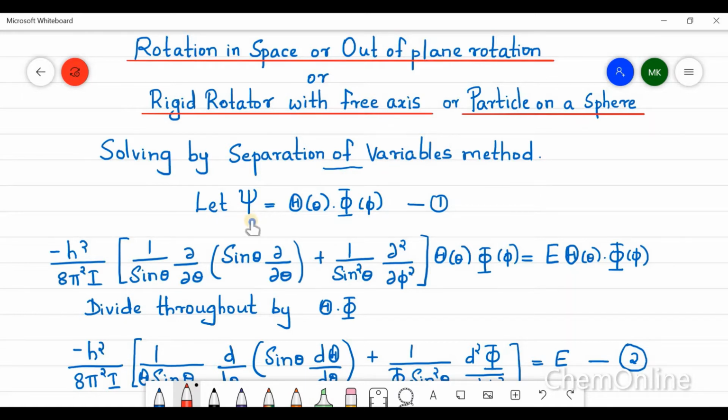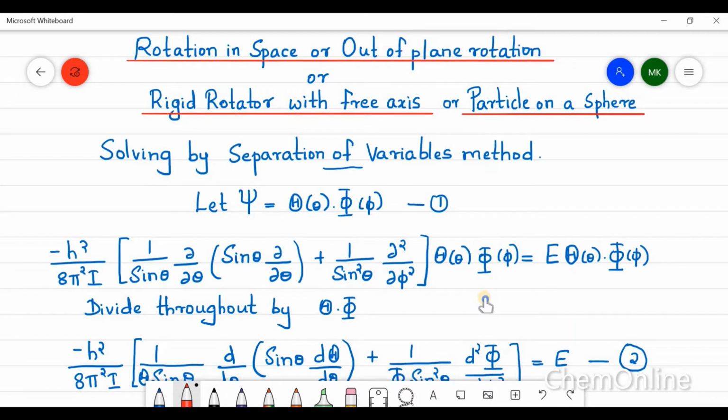So we can write the wave function psi equals theta of theta into phi of phi. Here the particle is rotating in three dimensions depending on the two variables theta and phi. So we can solve the Schrodinger equation by separation of variables method. So let psi equals theta of theta into phi of phi, where theta is a function that depends only on theta and capital Phi is the function which depends only on the angle phi. Let this be equation 1.